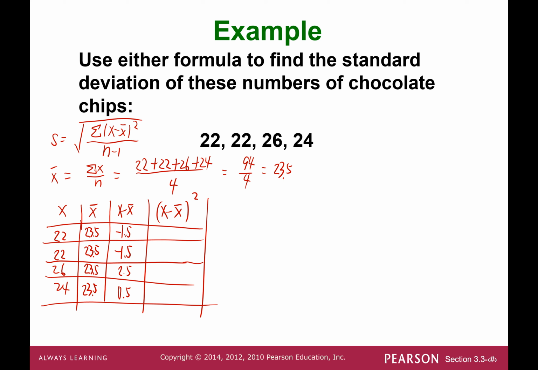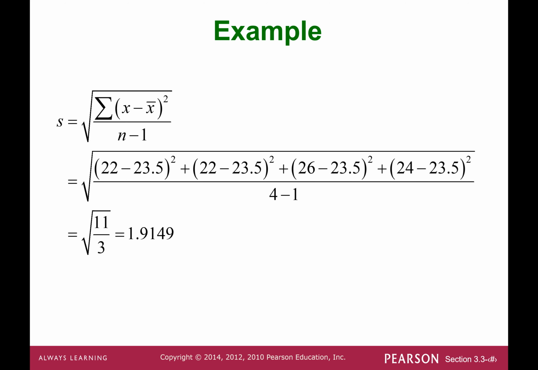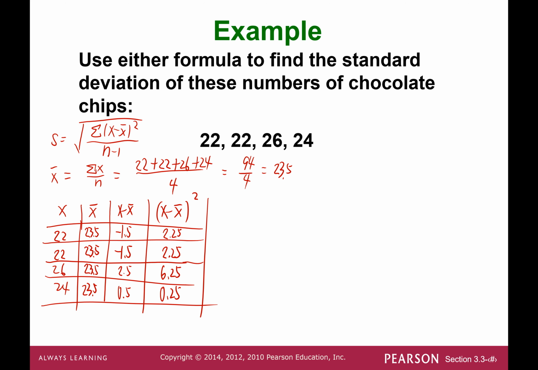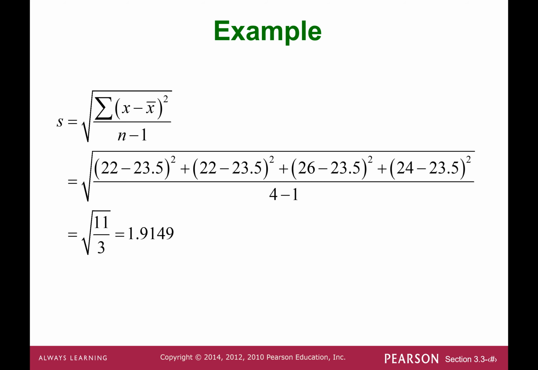After that, we square each one of these. 1.5 squared is 2.25. Remember, after squaring, everything becomes positive. 2.25, second one, and then 6.25, 0.25. And if you sum that up, it's 2.25 times 2, adding 6.25, adding 0.25. It's 11. So the summation of x minus x bar squared turned out to be 11.